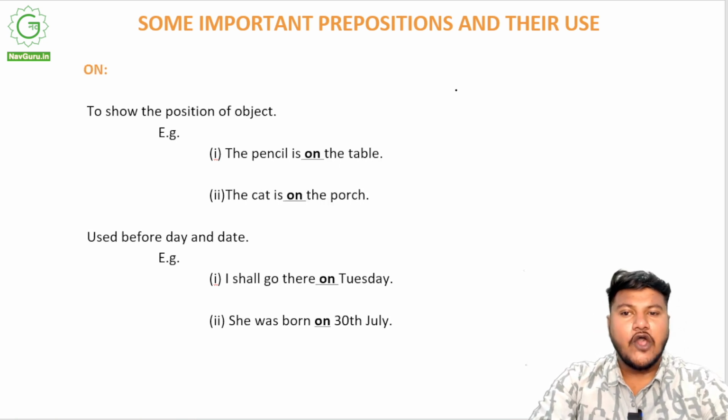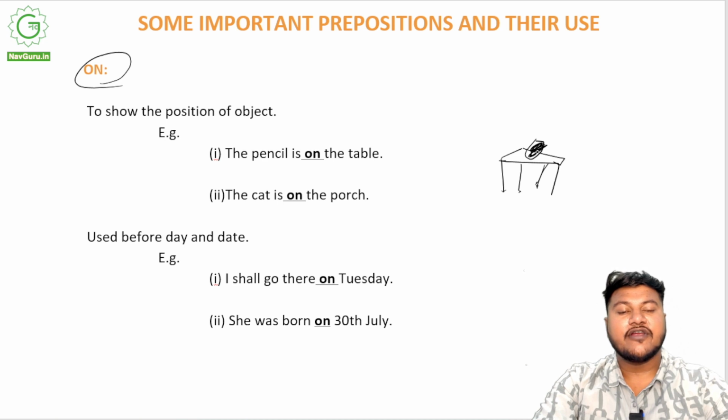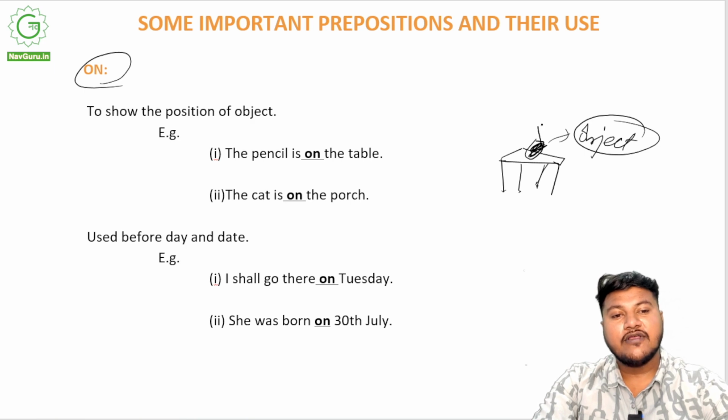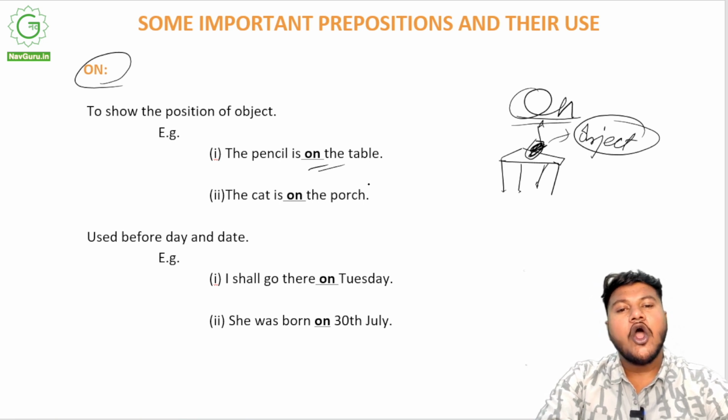The next preposition is on. See, on is a great word, great word. Imagine this to be a table. It's a very badly drawn one, but okay, we will do with what we have. And if there is an object on top of this, so this object is on top of it. So we'll be using the word on here. The preposition used here would be on, right? The pencil is on the table. The cat is on the porch, right? So if something is positioned directly above something, it is called on it.